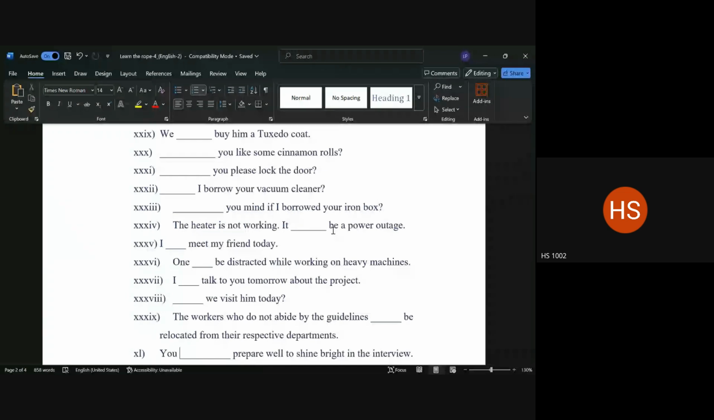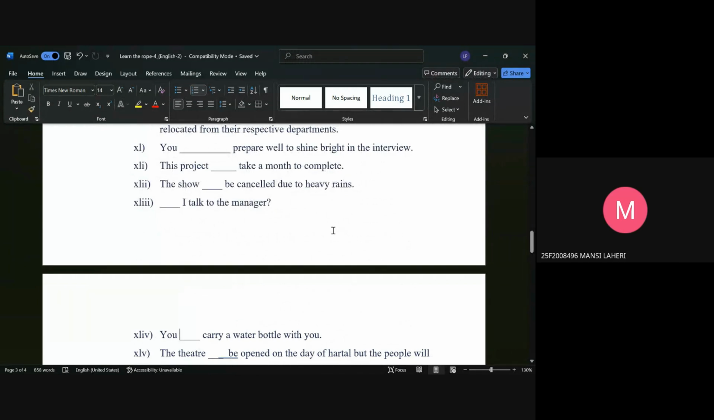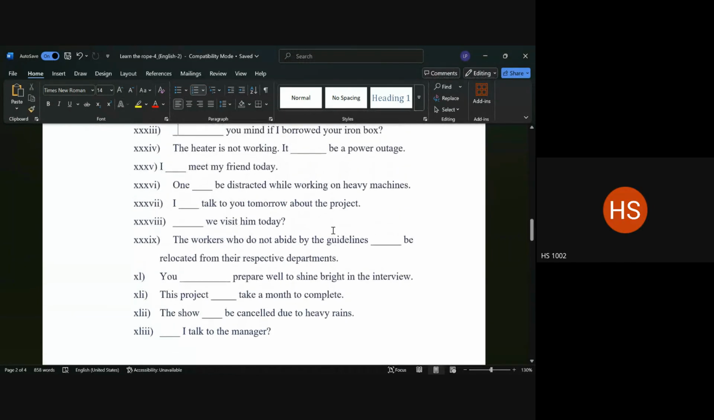Okay. The heater is not working. It dash be a power outage. Could, might. It might be a power outage. It must be a power outage. It might be, could be, would be, yes, and must also, because you have a context to draw from, right? Heater is not working, so deducing a conclusion.